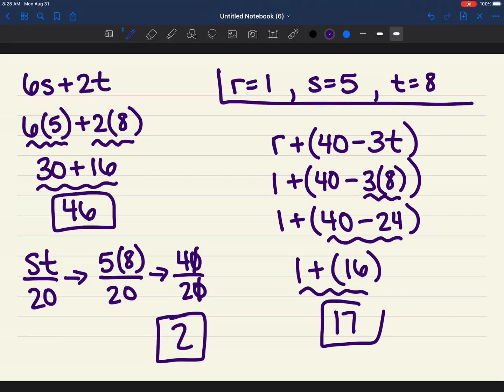17. Okay, now do I really need to have those parentheses around 16, Brody? Yes. No, not necessarily, but you can leave them, right? They're not going to make a difference here. Okay? All right, last one.